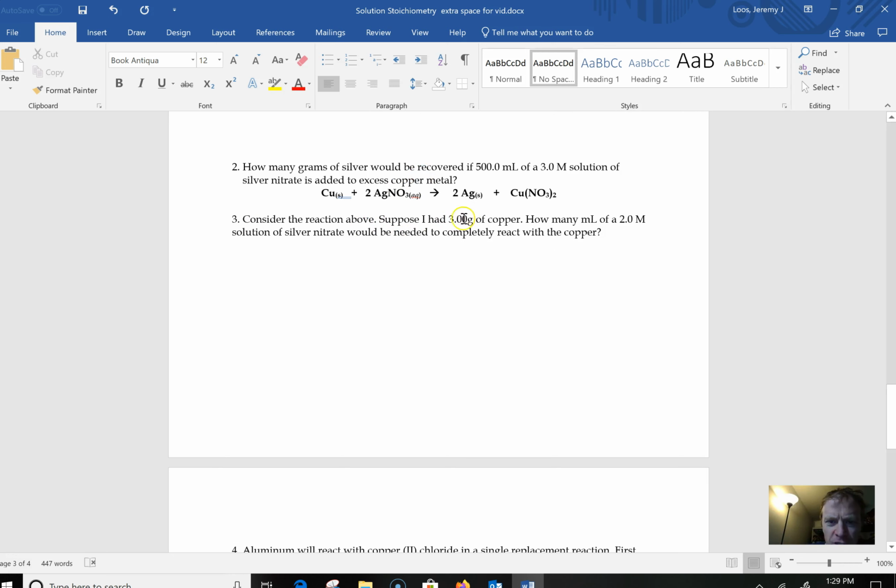So it says, consider the reaction above. Suppose I had 3 grams of copper. How many milliliters of a 2.0 molar solution of silver nitrate would be needed to completely react with the copper? So in this case, it's saying that 3 grams is solid. You've got a solution, and it's asking you how much of that you need.